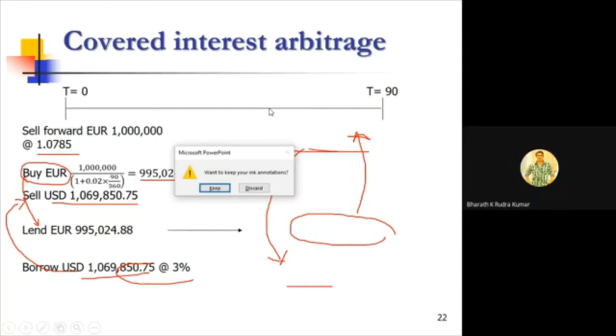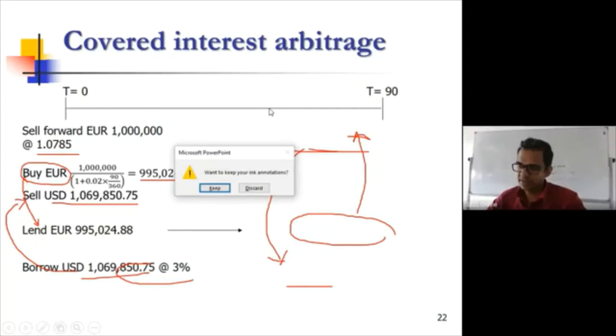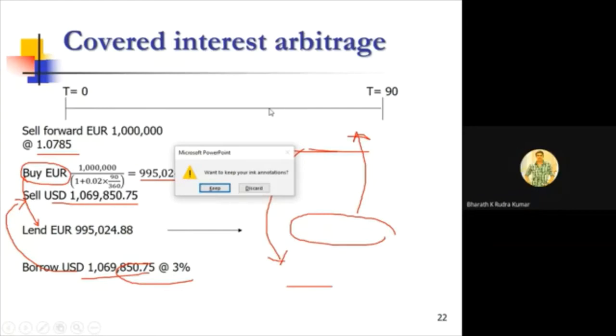And you will be coming back, sir, for fixed income securities? Yes, I'll be here again for fixed income securities, maybe after 3-4 weeks. Thank you, sir.